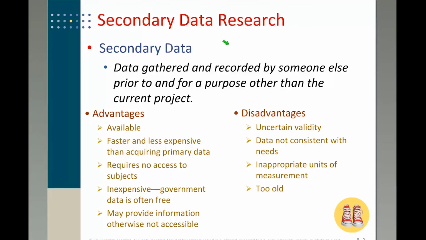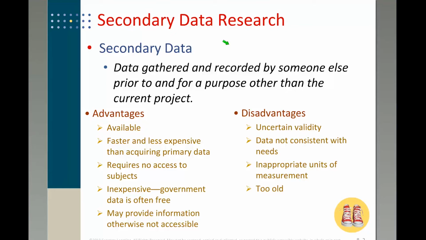The advantage would be such data are available already because data are already collected for another purpose or another project or for general use. And such data are faster and less expensive than acquiring primary data, mainly because, again, it's already collected, it's available, and also usually for collecting primary data, we need to either send out surveys to potential respondents, or collect data by observation. And these can be costly.